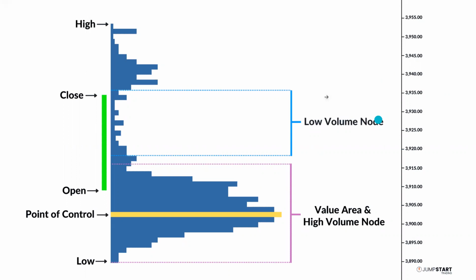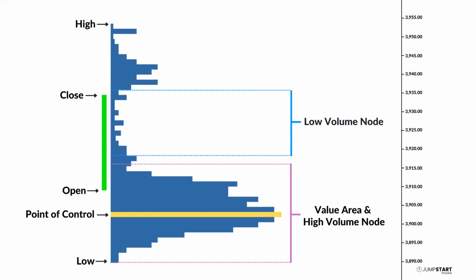So we went over low volume nodes. We went over high volume nodes. We need to go over the value area. So the value area is going to be this area here concentrated around the highest volume nodes. That's going to be your value area. Now, the point of control, the POC, is going to be your highest volume node. This is going to be the point of control on whatever it is that you're trading, whether it's a stock, a crypto, a bond, or a forex money pair.